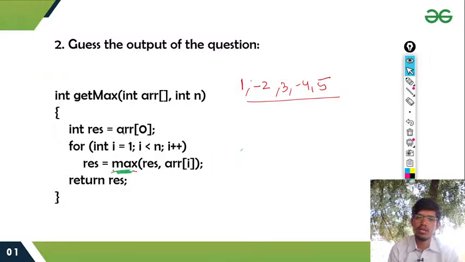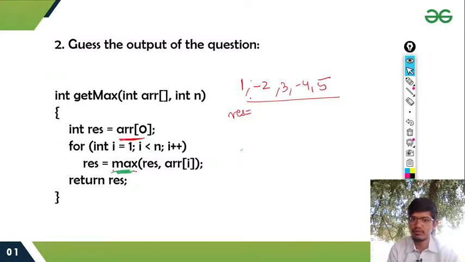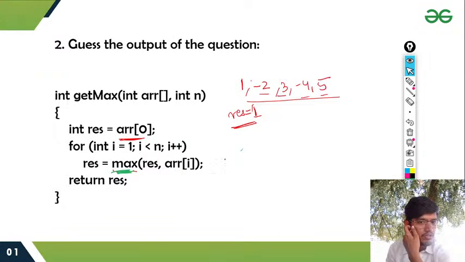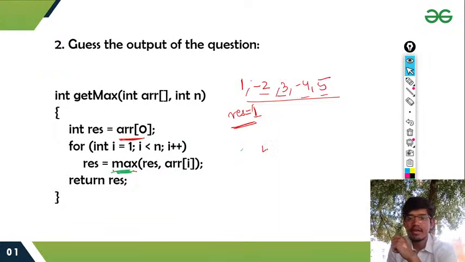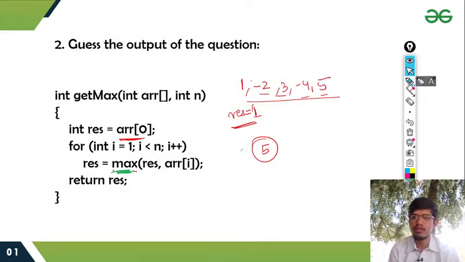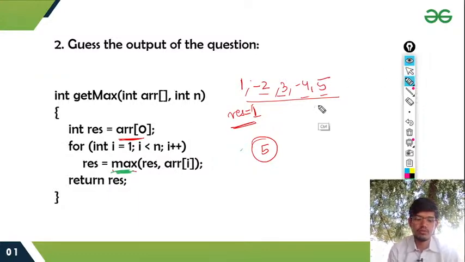In this question, the first resultant will be stored as the first value, then it will be compared with -2, 3, -4, 5. So you can see the value we will be getting is 5, because 5 is the maximum of all of the values. So let us try to write that.